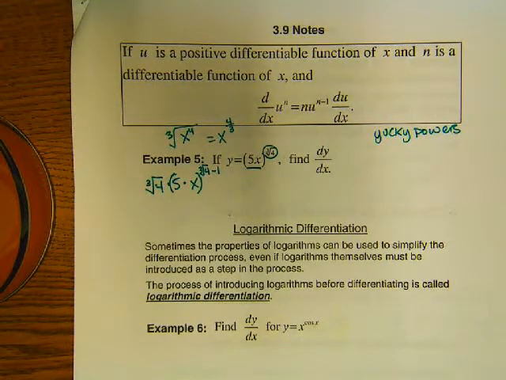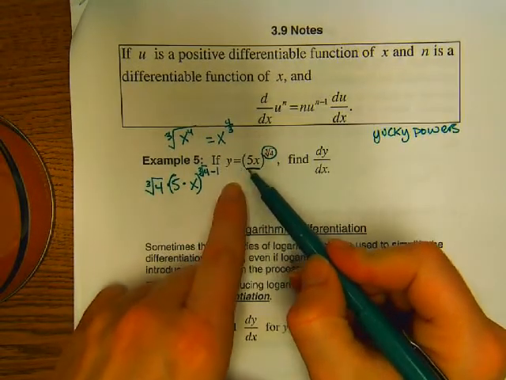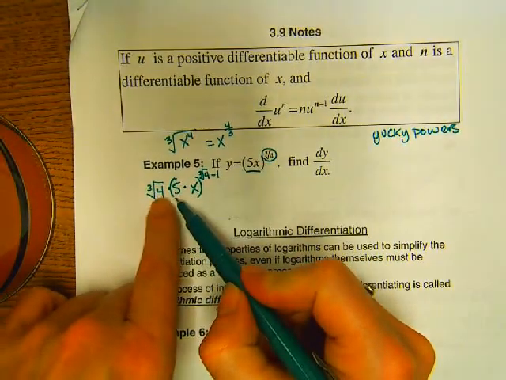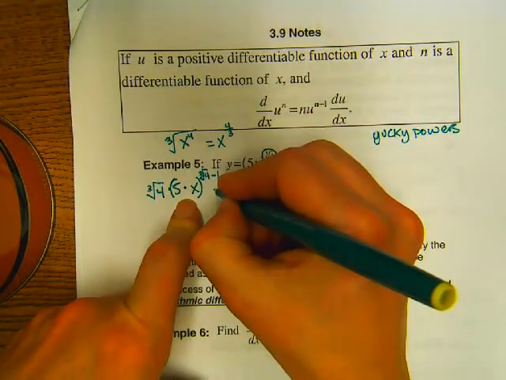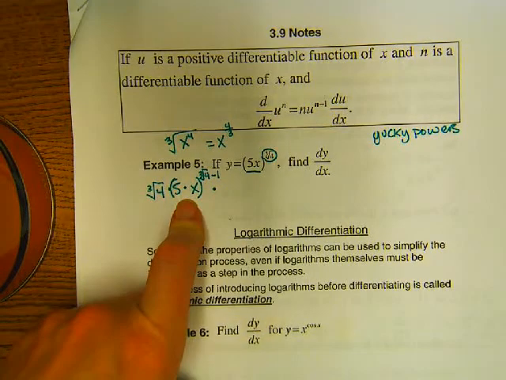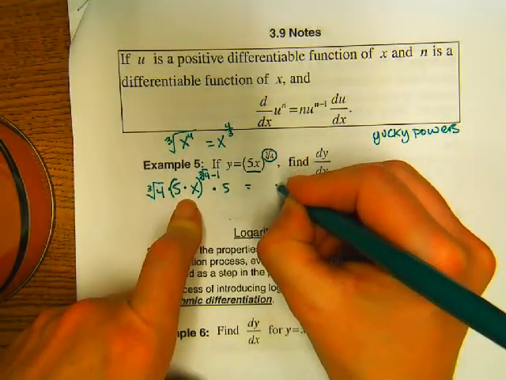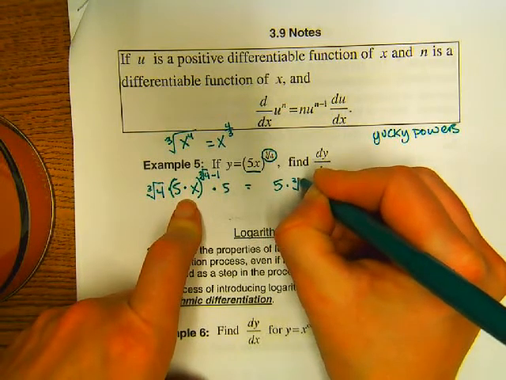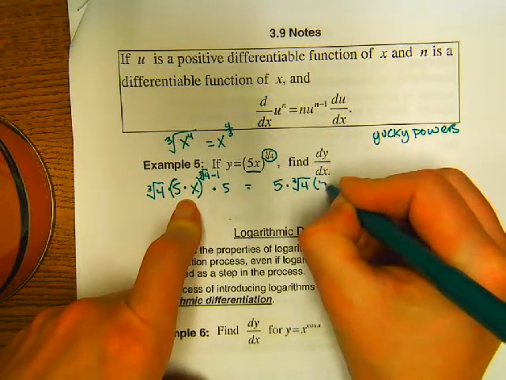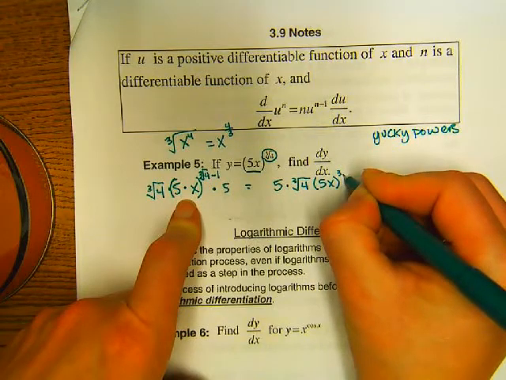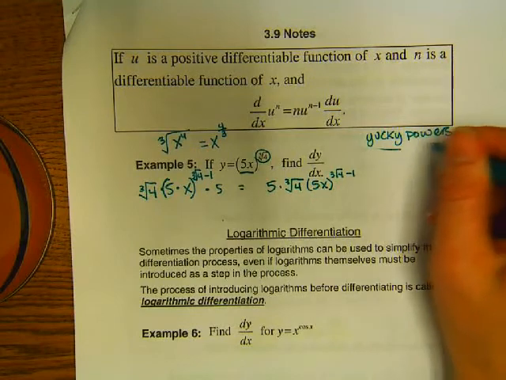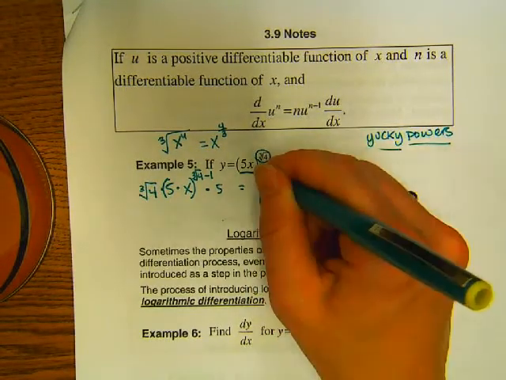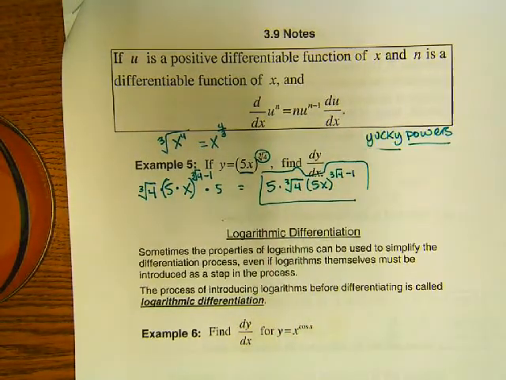Hold on. Wait, I'm not done though. This is chain rule because remember I brought the whole thing down to the front. There's the front. And now I have to multiply by what's inside, which is a 5. Alright. So I would have 5 times the cubed root of 4 times 5x to the cubed root of 4 minus 1 power. Yowzers. Yucky powers.